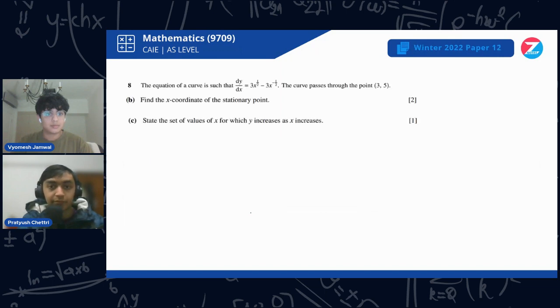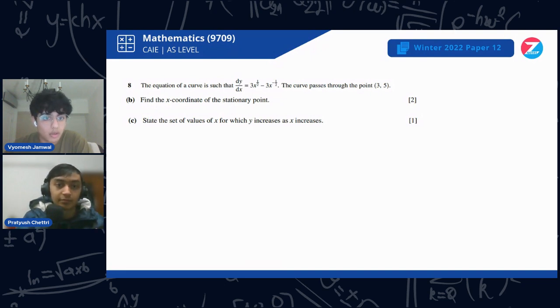Okay. Here, Vyom, you can do this one. Sure. So the question says the equation of a curve is such that dy upon dx is equal to 3x to the power half minus 3x to the power negative half. The curve passes through the point (3, 5). Find the x coordinate of the stationary point.